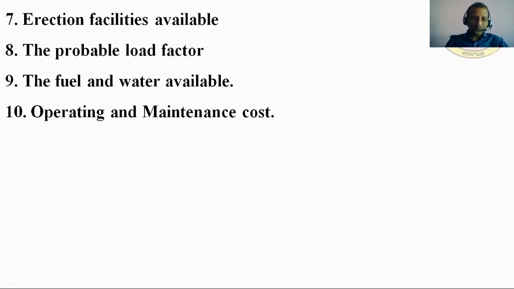Then the fuel and water availability. Both the fuel and water availability should be there for you, because both are required for the steam boiler. The fuel is required to generate the heat. The water is required because from the water only you are generating the steam. So the availability of the fuel and water is very important.